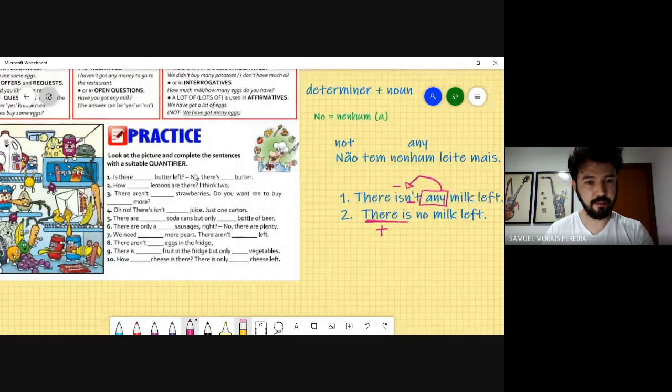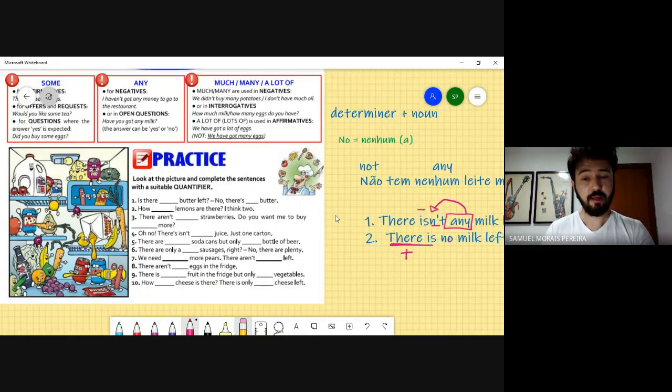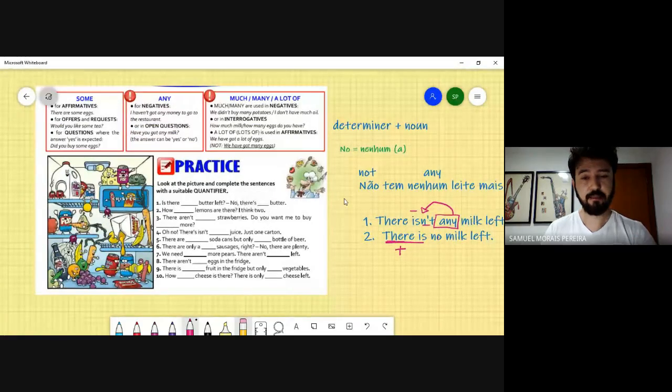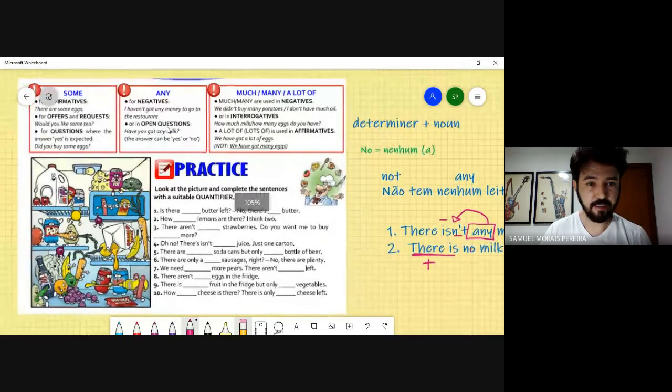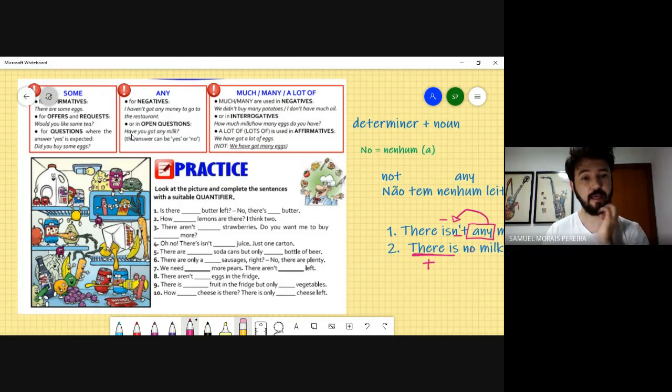The first person here is asking, sobrou alguma manteiga? Tem ainda alguma manteiga? Alguma manteiga. Do you remember our last lesson? I told you that when we are asking questions, take a look here at this information. When we are asking questions, and this is an open question, quer dizer, é uma pergunta em que a gente não está oferecendo nada para ninguém, é uma pergunta em geral, a gente usa any com sentido de algum ou alguma. So, for example, when I say, have you got any milk? Você tem algum leite?